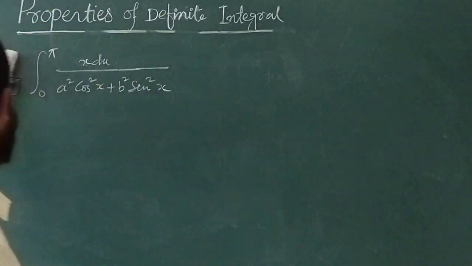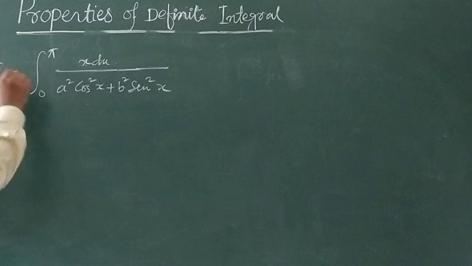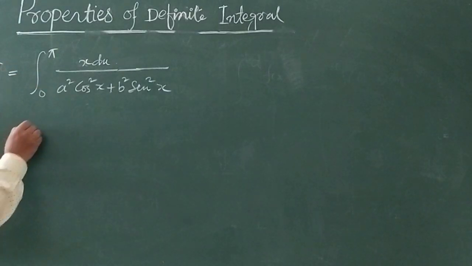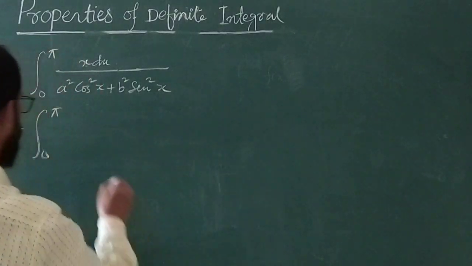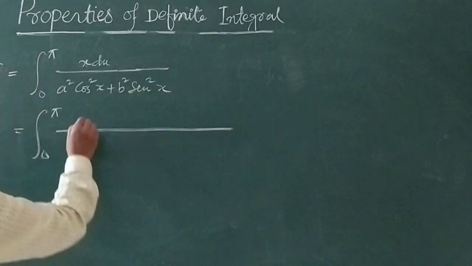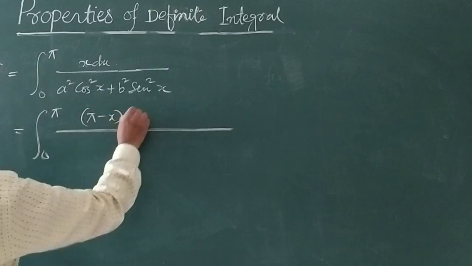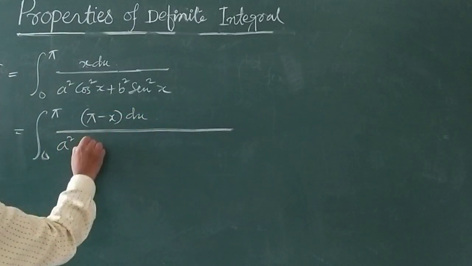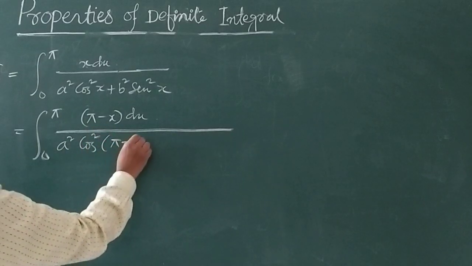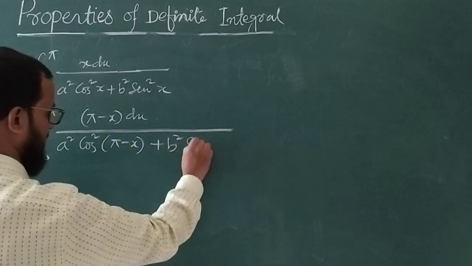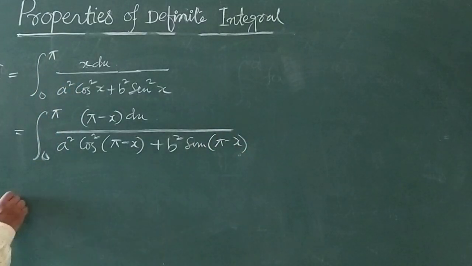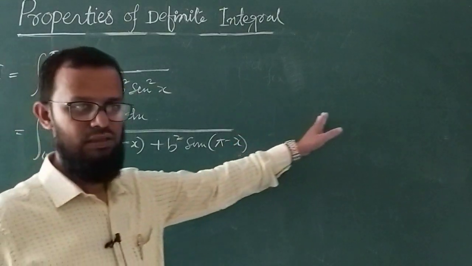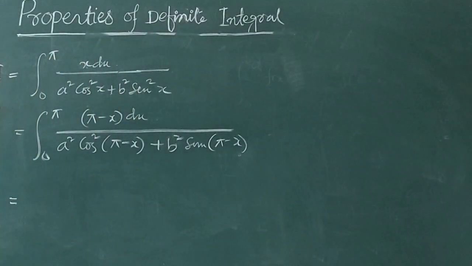So this integral, name it what? Suppose I, this is your I. So use this property. After using the property, 0 to pi, (pi minus x) into dx, and this is a square cos square (pi minus x) plus b square sin (pi minus x). Okay, after using the property, please mention the property here. This is very compulsory to mention, understood, in the answer script.